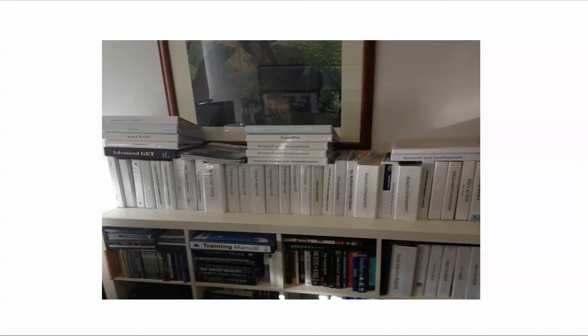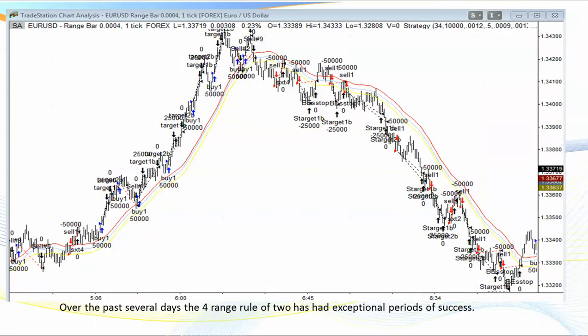In the background of my office here, you can see folder after folder, once again more books and tapes and CDs down below, but folder after folder of hundreds of research papers on trading systems that I've either purchased, or we've researched, or we've developed in our own right. Hundreds of them. Now, for an example, here's one here, in the comments over the past several days, a full range rule of two. It's a concept we have going at the moment. It has had exceptional periods of success.